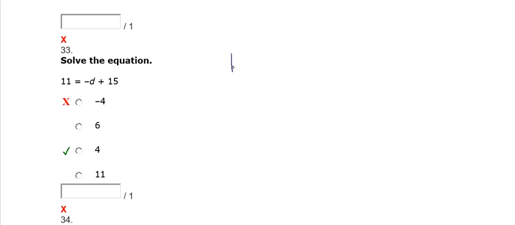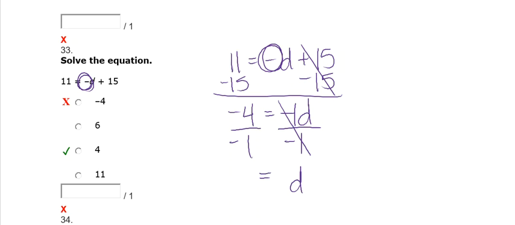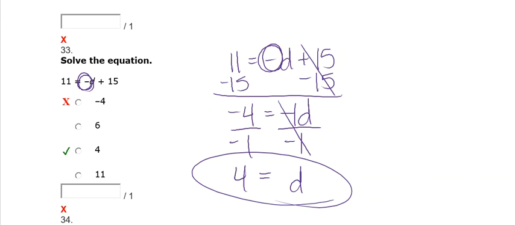Okay, solve the equation. 11 equals negative d plus 15. The first thing you want to do is move the constant away from the variable. 11 minus 15 is negative 4. Here's the tricky part, and you might have missed this. That's a negative in front of the d. That's the same as having a negative 1. So if you divide both sides by negative 1 to get rid of that negative variable, you're now going to have positive 4.